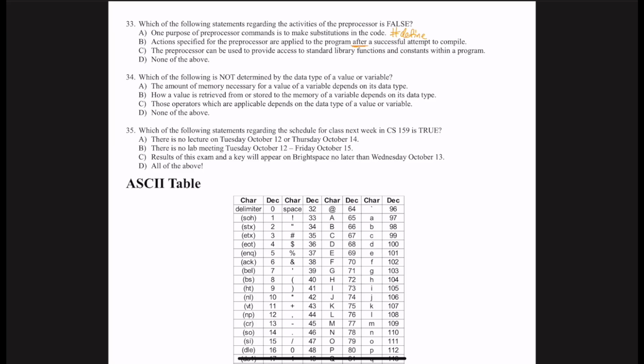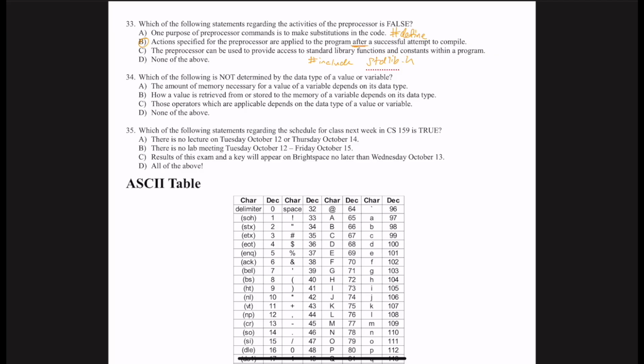C. The preprocessor can be used to provide access to the standard library functions and constants within a program. Well, that's going to be your hash include lines. Once again, those are going to be preprocessor directives. So for example, you would include stdlib.h, right, your standard library. So C is true. Therefore, our answer is B.